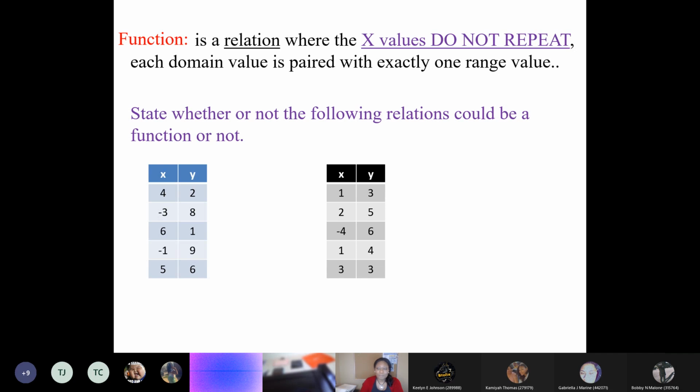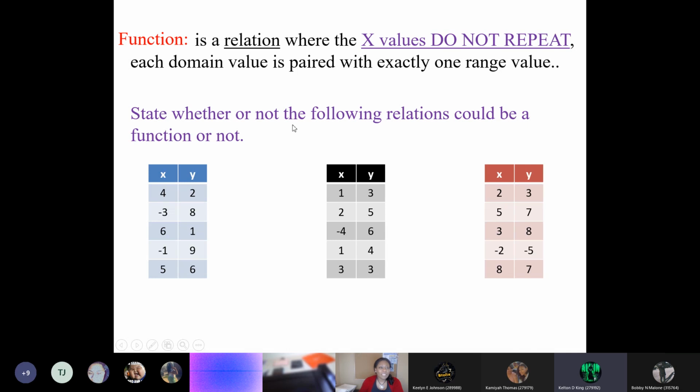Kelton, going once. What was the question? Which of the elements repeat in the x column? Is this a function, the black table? No, it's not a function. Why? Because the 1 repeats in the x value.